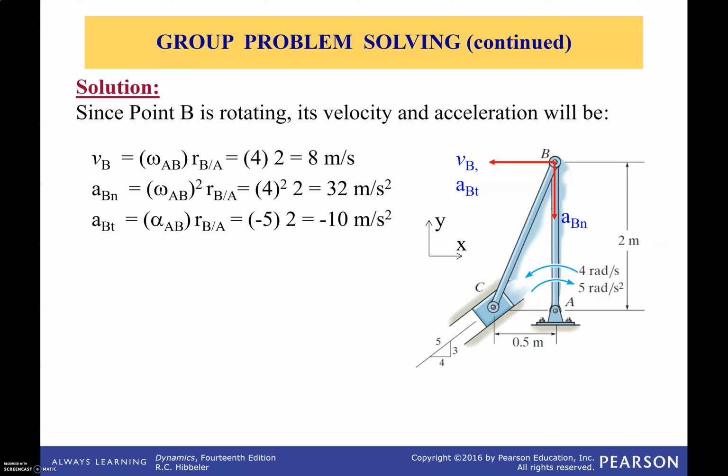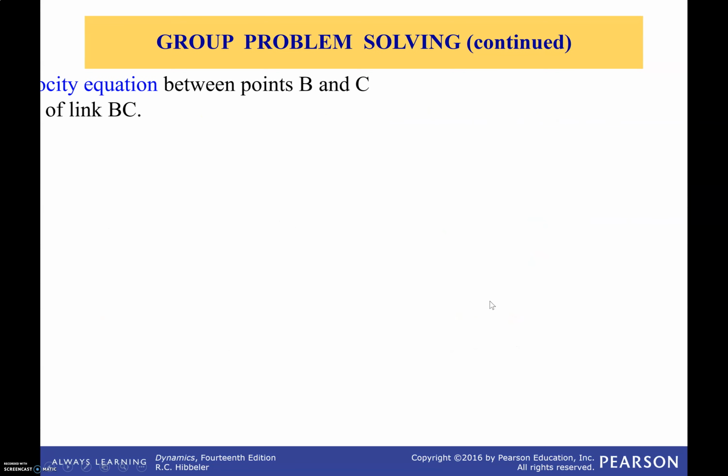Okay, so we have the motion of B. Now we can write those in vector form. So the velocity of B is minus 8i, and the acceleration is 10i minus 32j meters per second squared. Let's remember that because we're going to need it in the future. So now we need to write velocities and accelerations of point C. See how to do that?